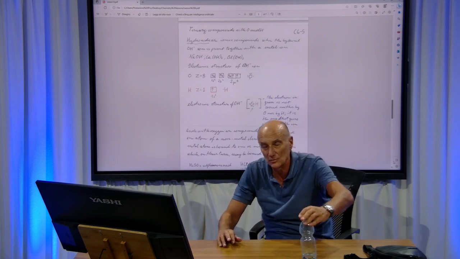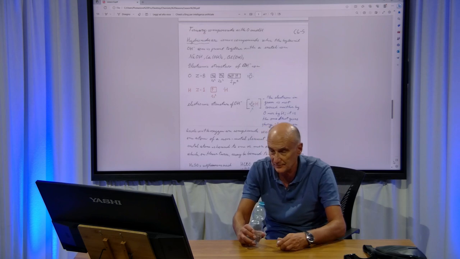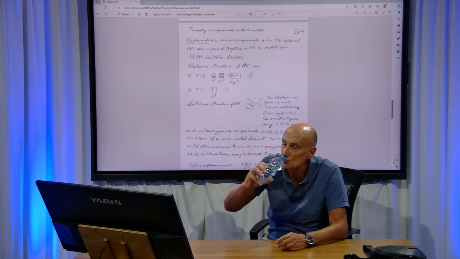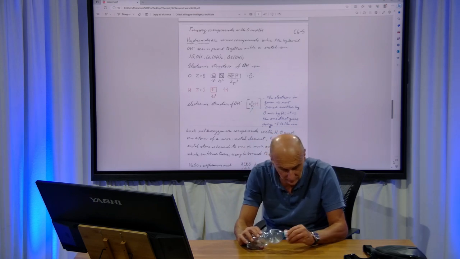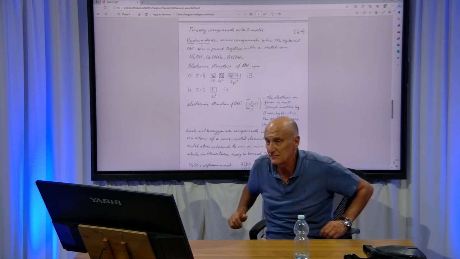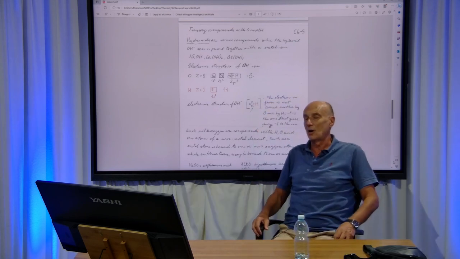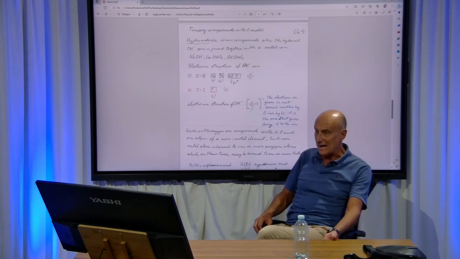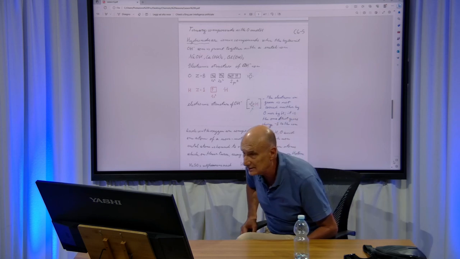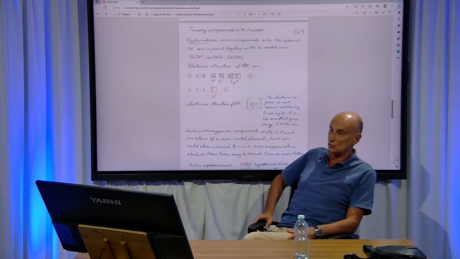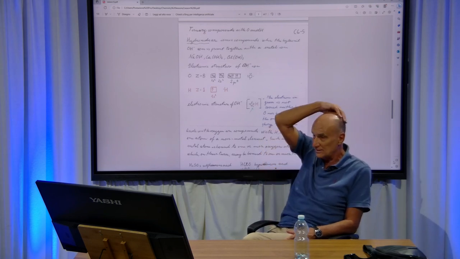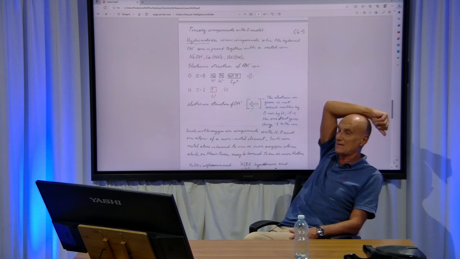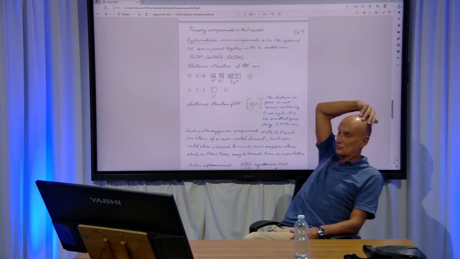Let's talk about ternary compounds. Let's begin with ternary compounds in which oxygen O and hydrogen H are present. The hydroxides are ionic compounds where the hydroxyl ion OH-1 is present together with a metal ion. As an example, NaOH, sodium hydroxide, Ca(OH)2, calcium hydroxide.